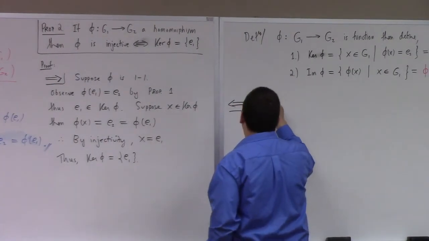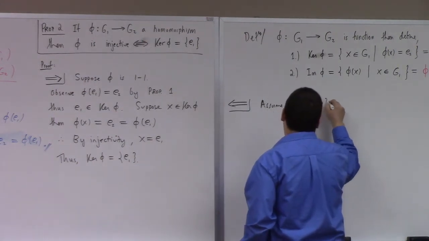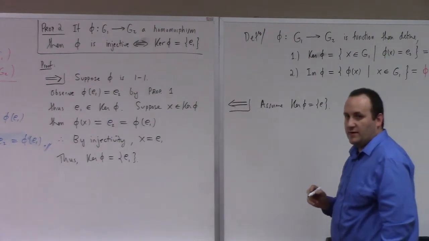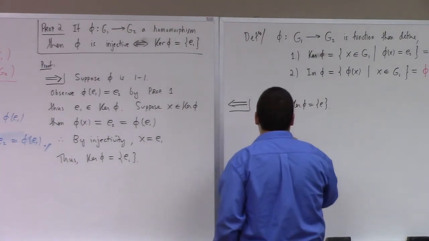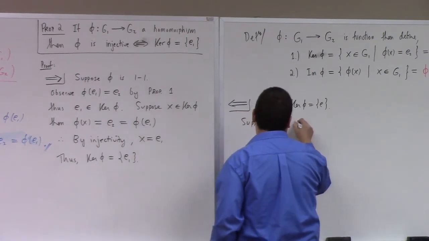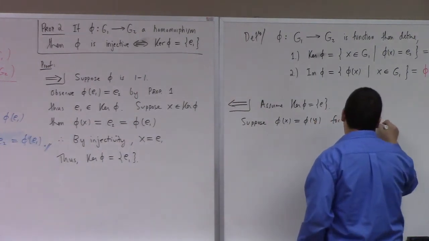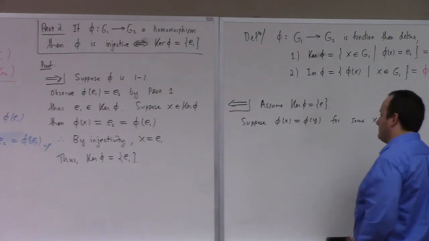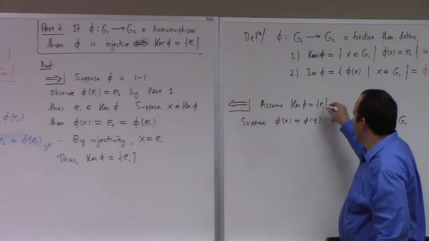So now we do what? Assume that the kernel of phi is equal to the set containing E1. I want to show that phi is injective. So suppose phi of x is equal to phi of y for some x and y in G1. Now, I need to get to the identity. And I'm sorry, I forgot my E1 here.